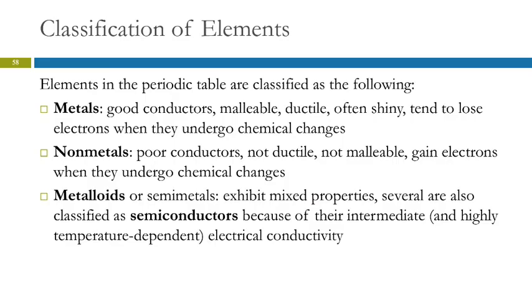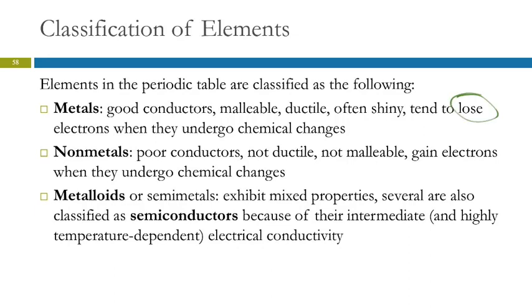So we classify the elements into these different groups: metals, nonmetals, semi-metals. And they have some common characteristics. Metals are good conductors of electricity and heat. They're malleable. If you bang them with a hammer, they dent and smash, and you can hammer them flat. They're ductile. You can draw them into wires. They're often shiny. Most importantly for chemistry, they tend to lose electrons when they undergo chemical changes. So metals tend to lose electrons.